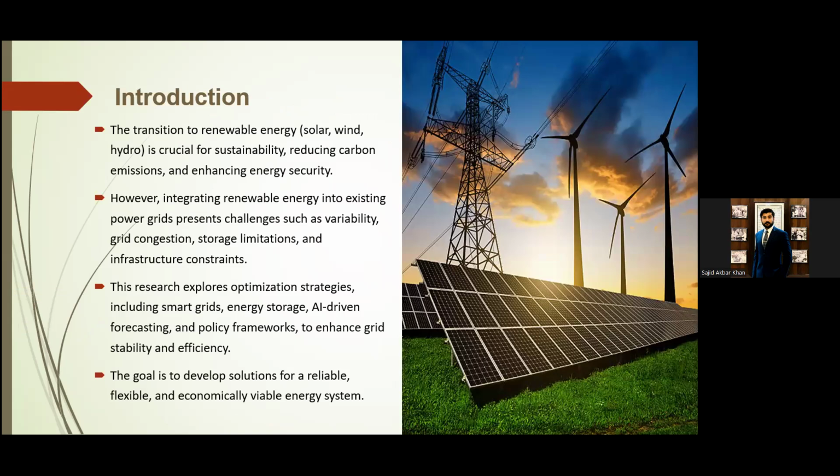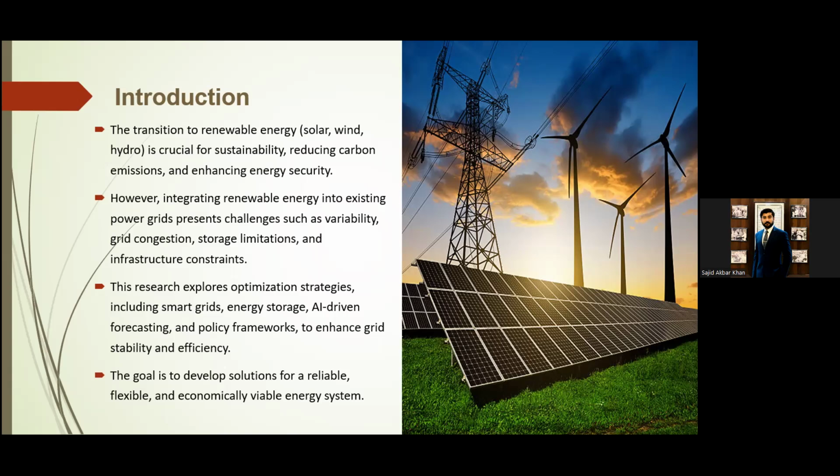the global energy landscape is undergoing a significant transformation as the world shifts towards cleaner and more sustainable energy sources. Renewable energy derived from naturally replenished sources such as solar energy, wind energy, hydro, and biomass has emerged as a crucial solution to address climate change, reduce dependence on fossil fuels, as well as enhance energy security. The increasing adoption of renewable energy is driven by technological advancements, declining costs, and policy incentives aimed at reducing greenhouse gas emissions.